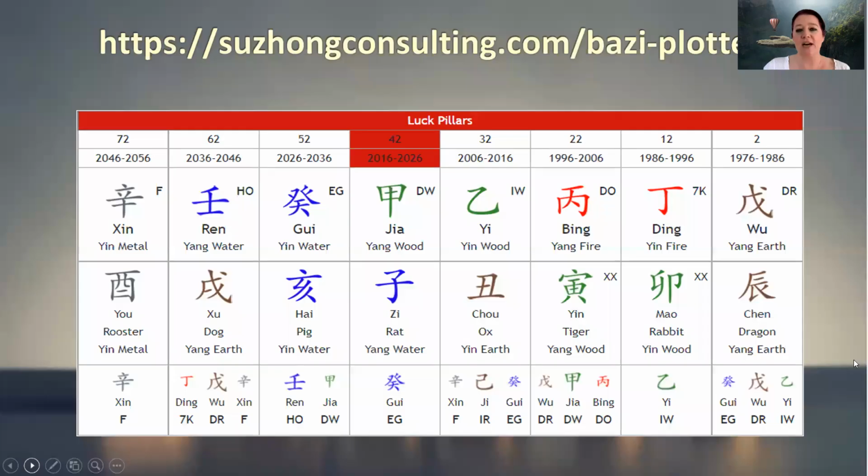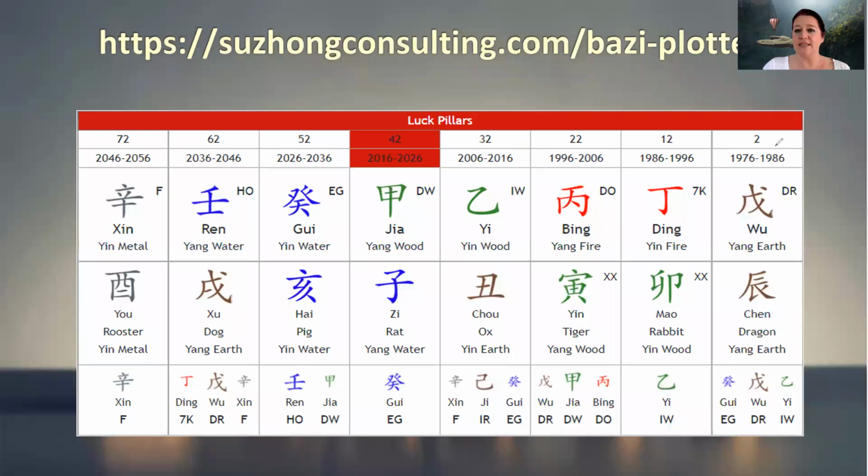Now, the luck pillar gives us a 10-year increment. So what you need to do first is plot your actual Bazi chart. You can go to this link here. I will also post it as a link in the notes to this video. And basically just key in your date and time of birth. If you're not sure about the time of birth, don't worry, just date of birth, and then you will get a natal chart. And if you scroll down a little bit, you will get what you see here on the screen. And this is what we call the luck pillars.